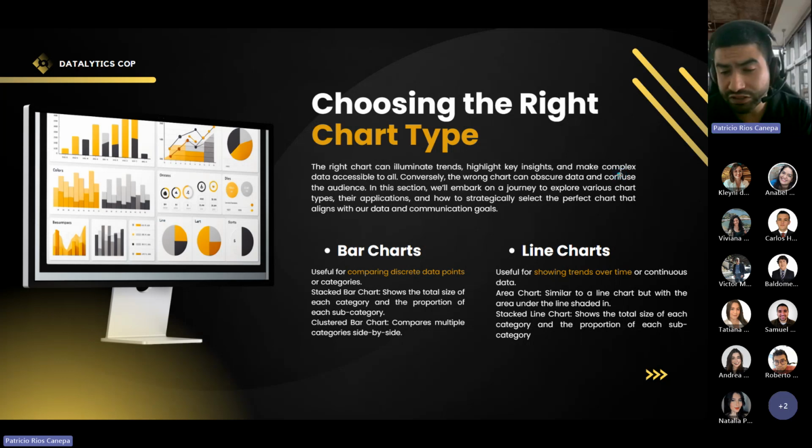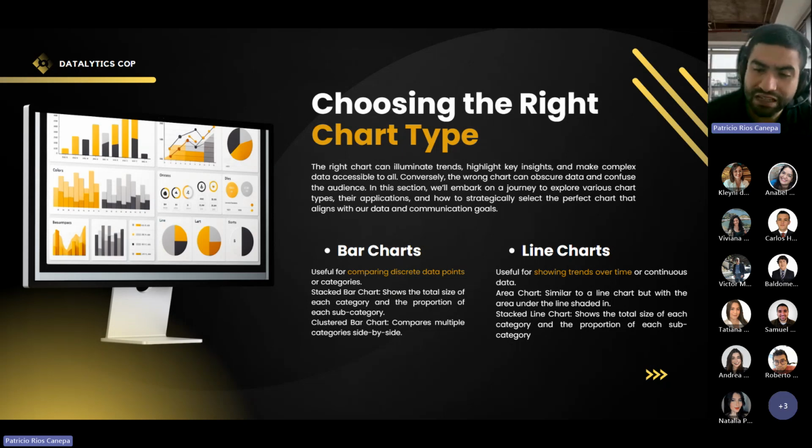So I always start with the two basic charts that everyone is familiar with. The bar charts are used to compare different sets of data or different variables within a data set. You can use a stacked bar chart to see how it is composed. Maybe you want to see your yearly sales and how they are composed between quarters. You can use the stacked bars. And you can also use clustered bar charts to compare multiple categories side by side, which is also really helpful for any data analyst.